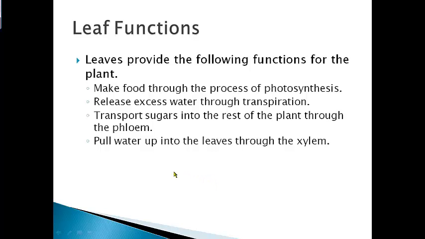What else do leaves do? Well, leaves also push sugars into the stem, into the phloem of the stem, so that the sugars can go up and down the plant. And the leaves also pull water into themselves from the stem through the xylem. So those are the functions of a leaf.